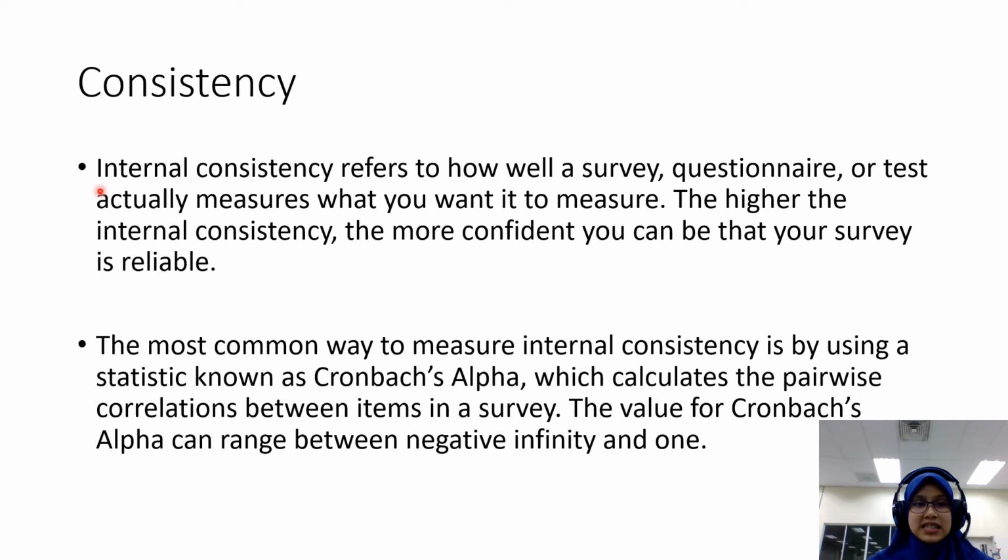For consistency, internal consistency refers to how well a survey, questionnaire, or test actually measures what you want it to measure. The higher the internal consistency, the more confident you can be that your survey is reliable. The most common way to measure internal consistency is by using a statistic known as Cronbach's alpha, which calculates the pairwise correlations between items in a survey. The value for a Cronbach's alpha can range between negative infinity and 1.